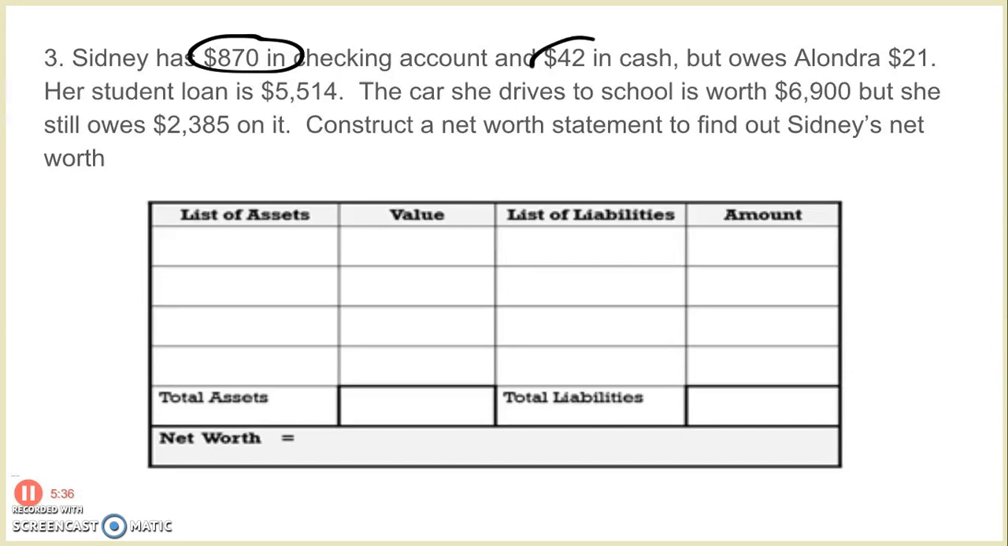870, 42, 6,900. All right, and let's underline our liabilities. She owes Alondra $21, so that's a liability. Student loan, and she still owes $2,385 on her car.